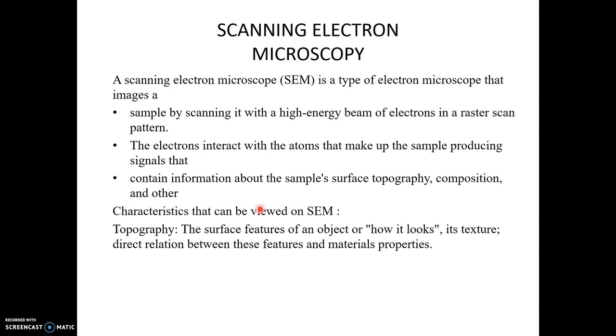Here the sample is scanned with a high energy beam of electrons, either in a raster scan pattern or a vector scan pattern. Two types of scanning are there. Raster scan is just like scanning across a surface. One more is vector scan, which goes along the XY directions as vectors.